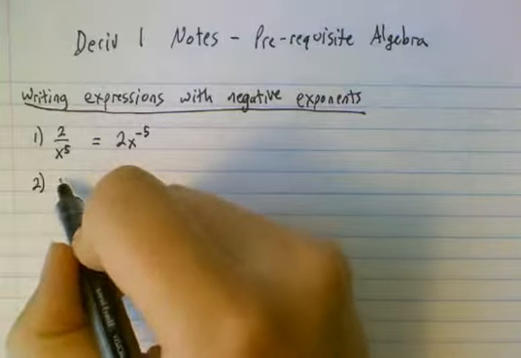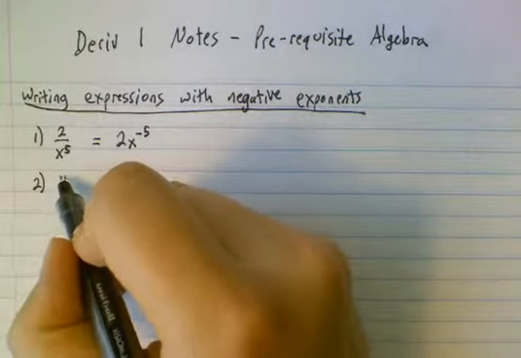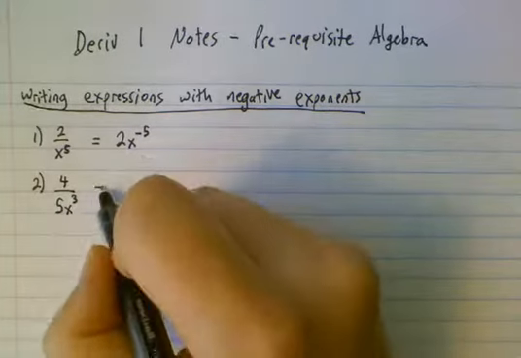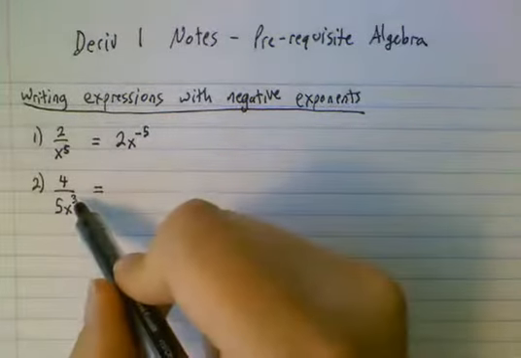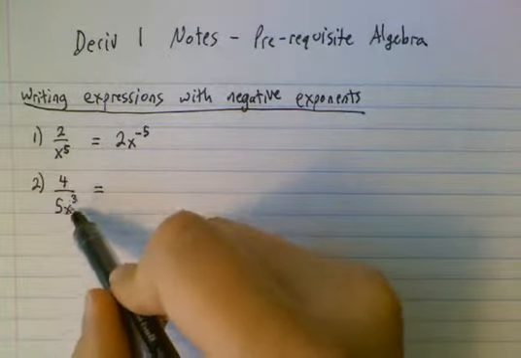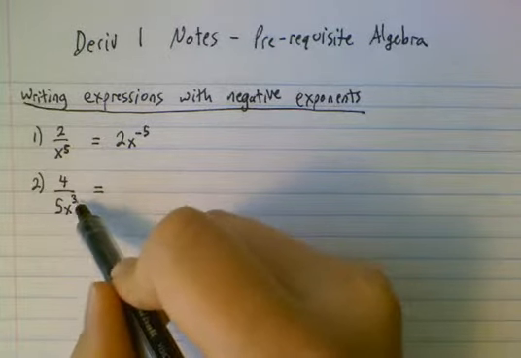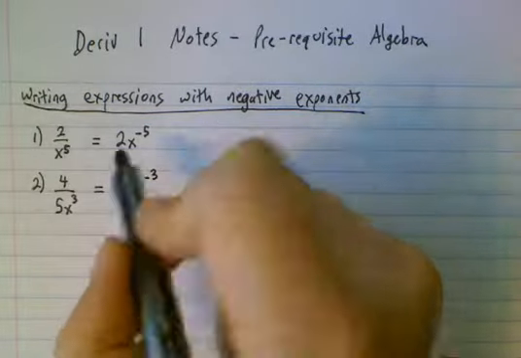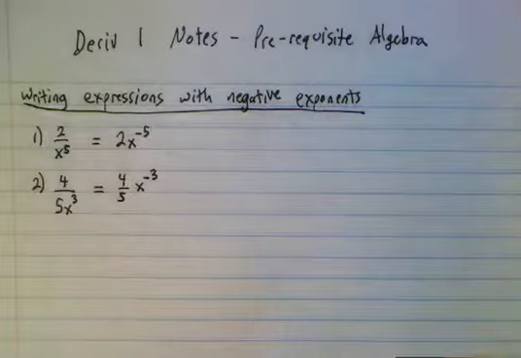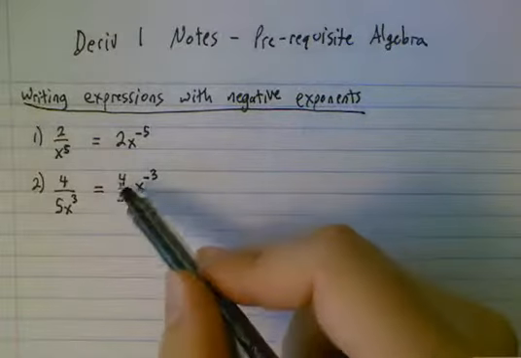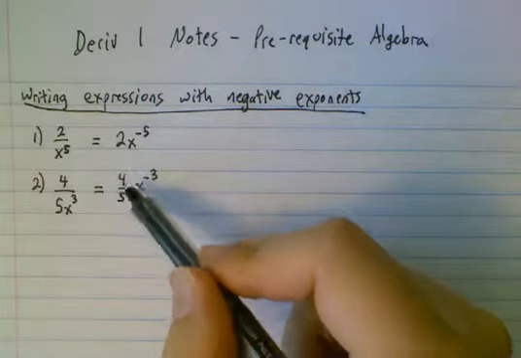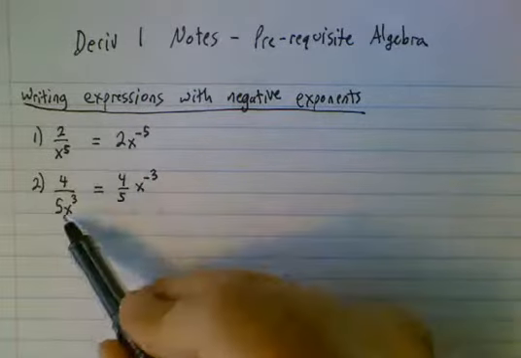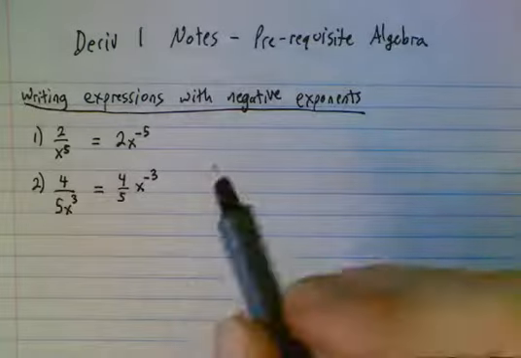Same idea with something like this. Four over 5x cubed. Notice that this exponent of 3 only applies to this x to the third right here. So that's the only thing that has the negative exponent. The 4/5 is just along for the ride. It's going to be okay if we have a fraction here because this is a number, just like 1 or 2 or 1/2 or whatever, but we would like our variables to not be in the denominator. Write that with a negative exponent there.